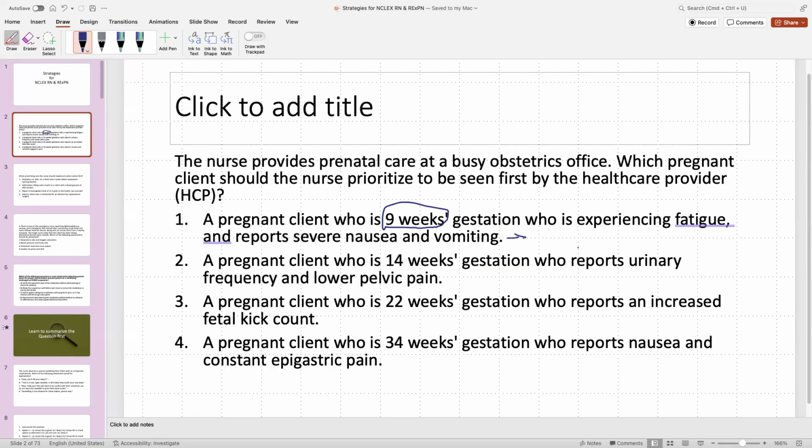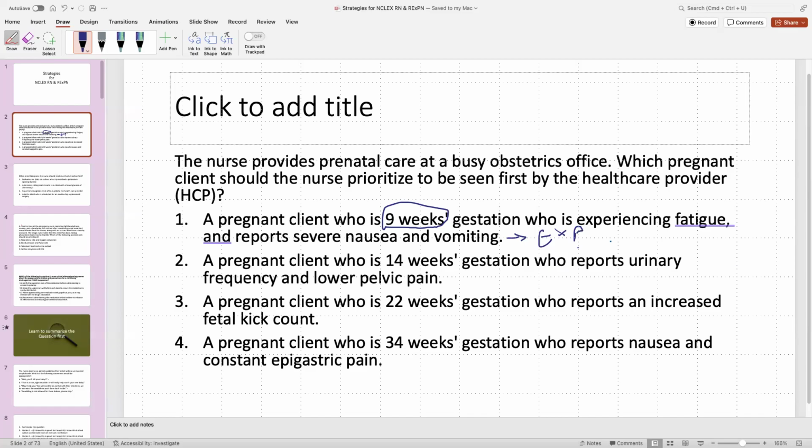Ask yourself, is this normal in 9 weeks? Is this okay to have fatigue and nausea and vomiting in 9 weeks? Don't use your obstetric and gynecology specialization knowledge or anything. Just try to be a superficial entry level nurse when you're answering a question. Just think about what do you think, is this okay or expected in 9 weeks? Yes. Okay, so this looks like it is expected in 9 weeks. Now go to the next question.